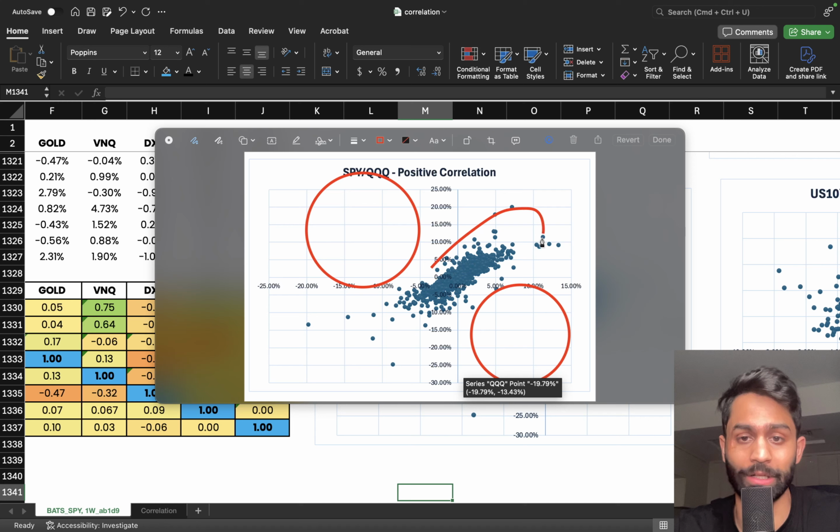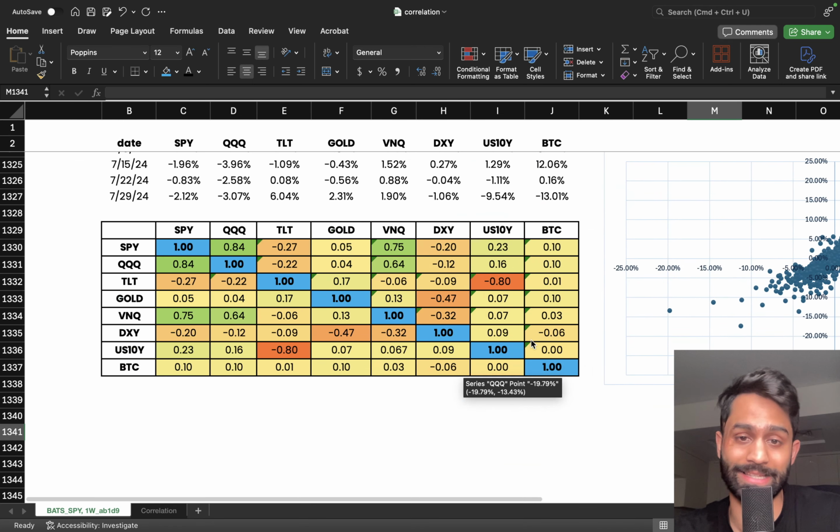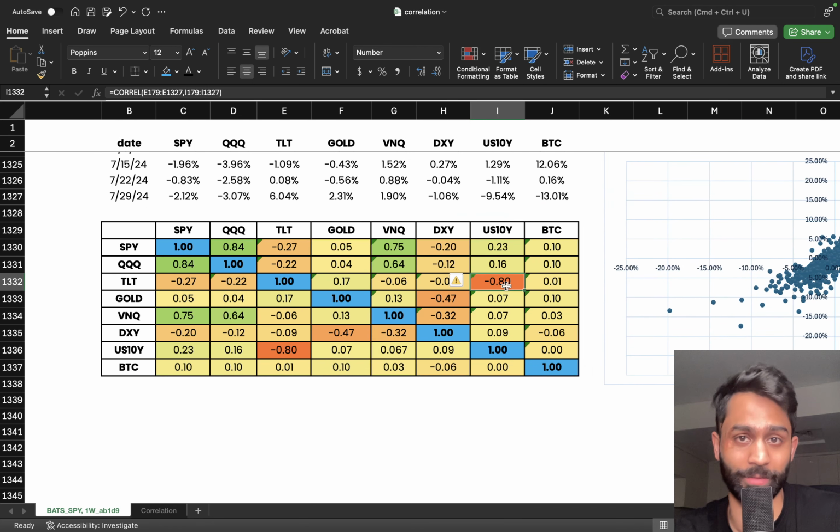This is a little bit more elongated because when SPY is up, QQQ is up. When QQQ is down, SPY is down. When QQQ is up, SPY is up. So that's a sign of a positive correlation. We're not seeing anything in the top left or the bottom right. But if I plot, let's say, TLT and the treasury market, which is the US 10-year treasuries, which is negative 0.8, as prices go up, yields come down. So that's a very good negative correlation.